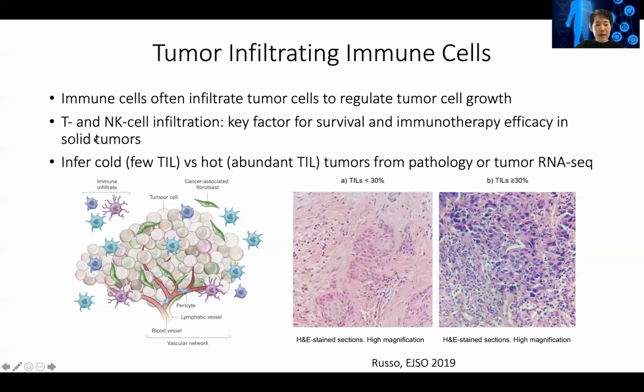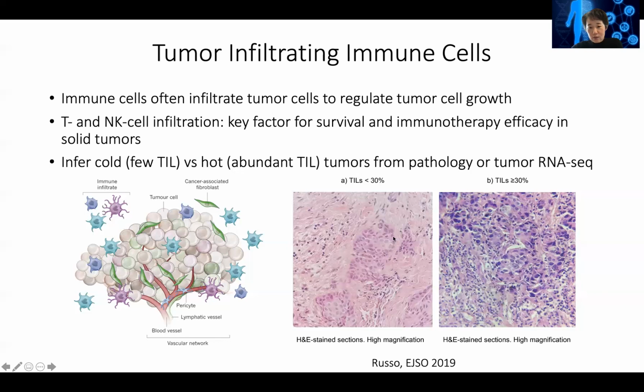Especially in the tumors, the very good immune cells that can kill the cancer cells are T cells and NK cells, which are key factors for patient survival and immunotherapy efficacy. And so pathologists are now learning to stain for this immune cell infiltration. They are also called tumor infiltrating lymphocytes.